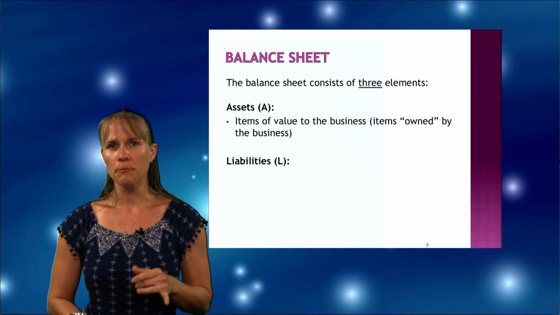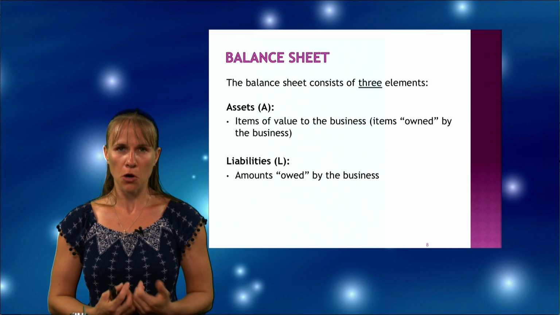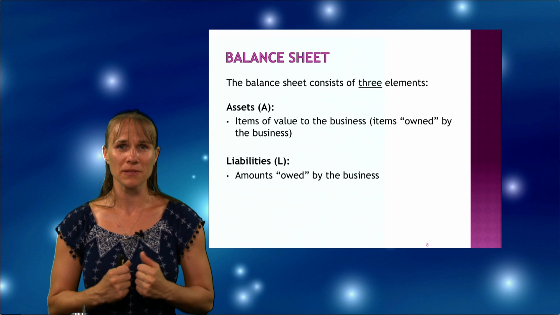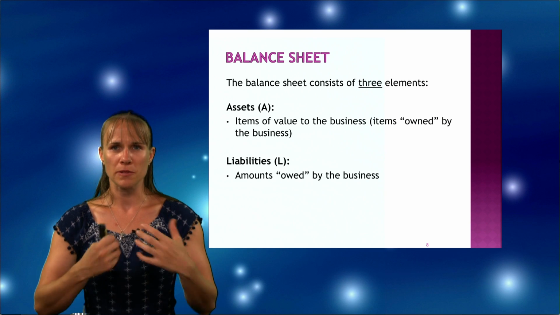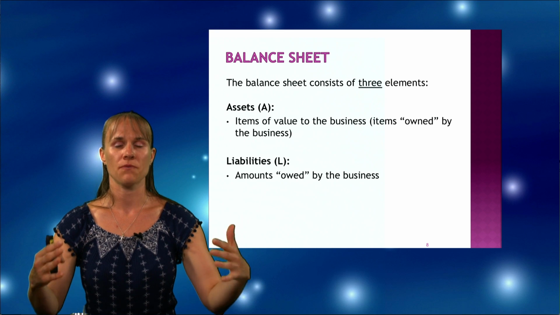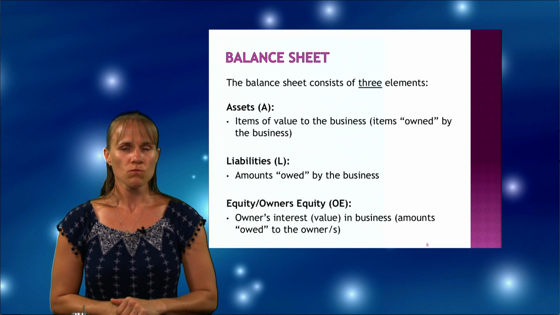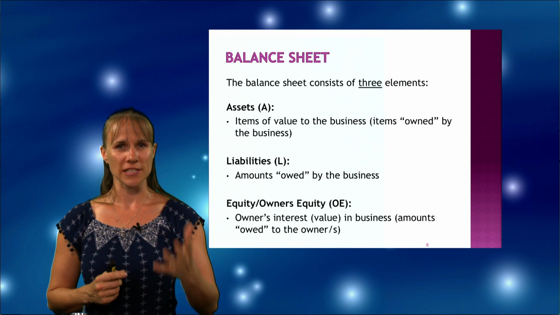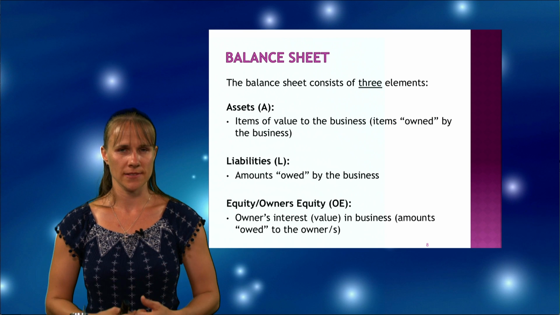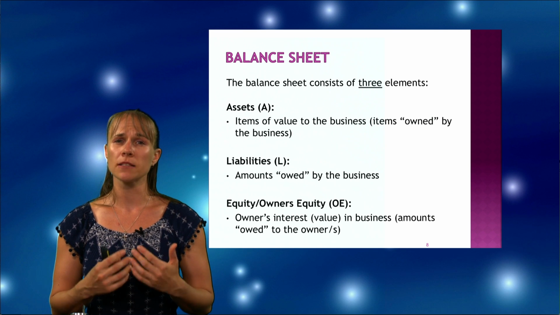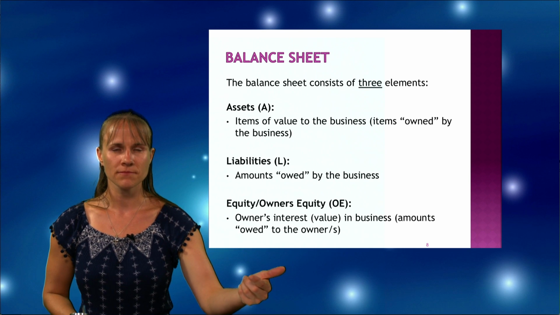Then we have our liabilities. So these are amounts that are owed by the business, so owed by us. As I said before, you're a business now. Whenever you're looking at this course, you are a business. So it's money we owe to someone else. That's a liability. And then we have our owner's equity. So our owner's equity is the owner's interest or the owner's value in our business. So in other words, it's money that we as a business owe to our owner.